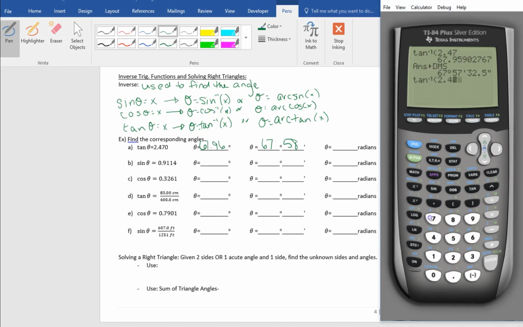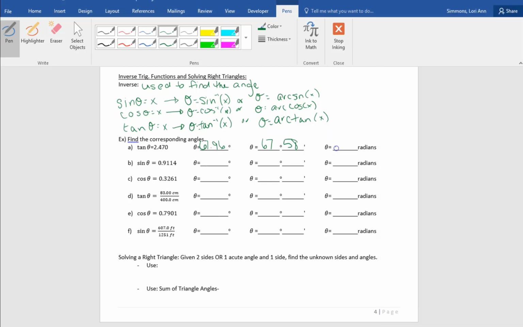So we want to do radians. So tangent inverse of 2.47. So that's 1.186. And we're going to keep going and doing all of these. So the next answer is going to be 65.70. That's the same as 65 degrees and 42 minutes.